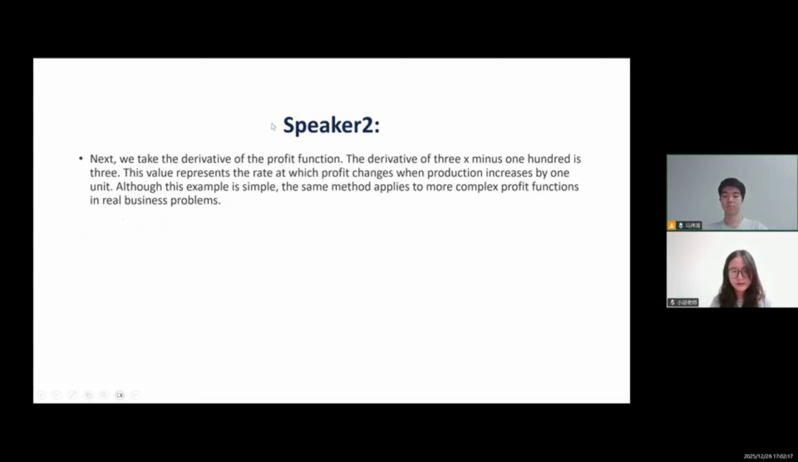Next, we take the derivative of the profit function. The derivative of 3x minus 100 is 3. This value represents the rate at which profit changes when production increases by 1 unit. Although this example is simple, the same method applies to more complex profit functions in real business problems.